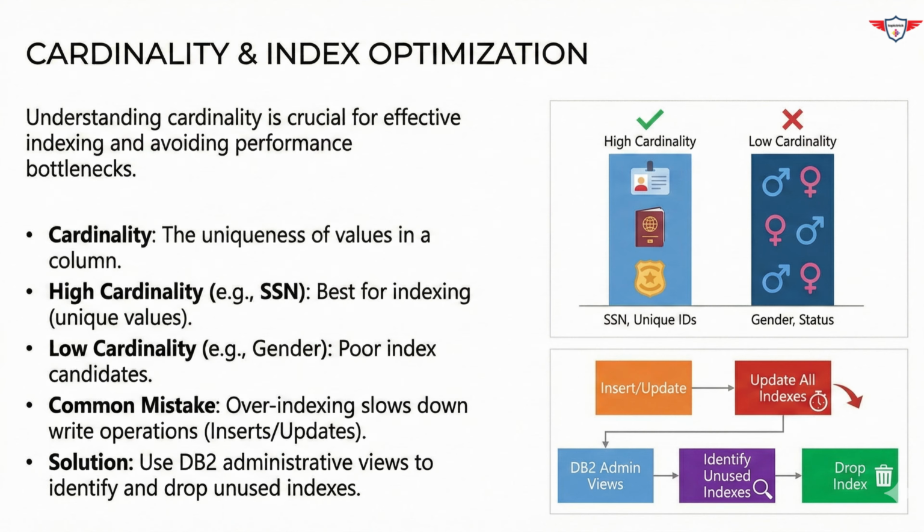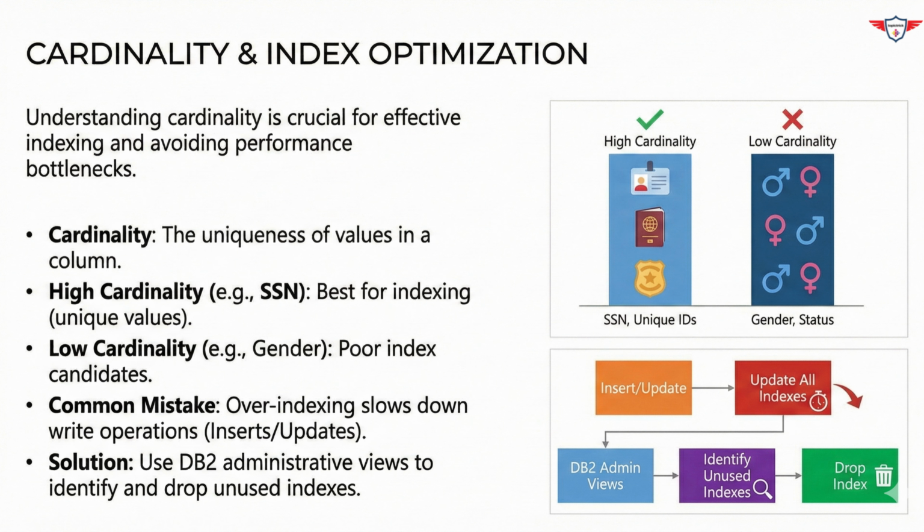A common mistake is over-indexing. Every time you insert or update a row, DB2 has to update every single index on that table. If you have too many unused indexes, you're slowing down your writes significantly. You can use DB2's administrative views to identify indexes that have never been used and drop them.